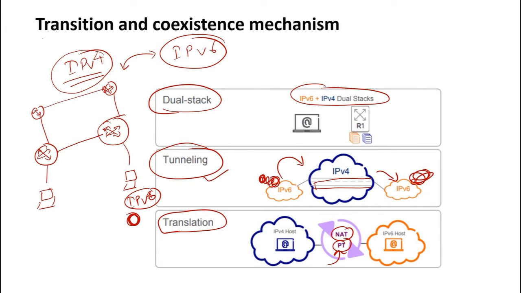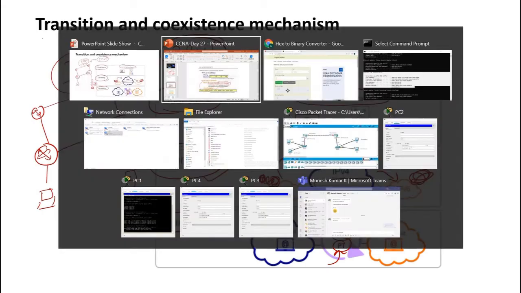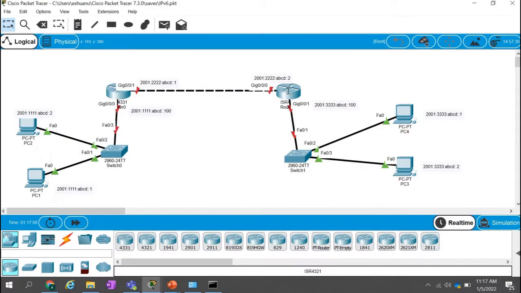Perfect. So let me take one example in Packet Tracer and show you how exactly we can configure the IPv6 address in the computers, right? Let me go to Packet Tracer. So here I have just taken one topology.